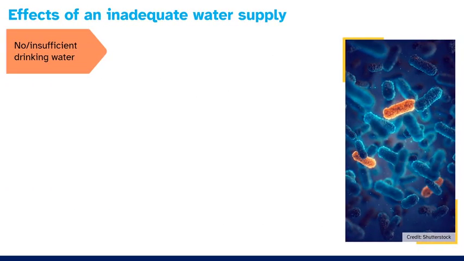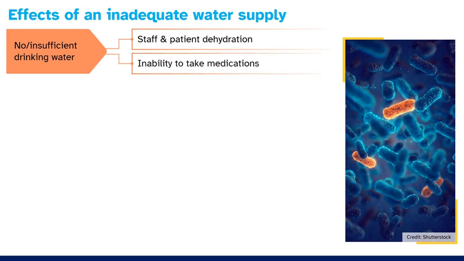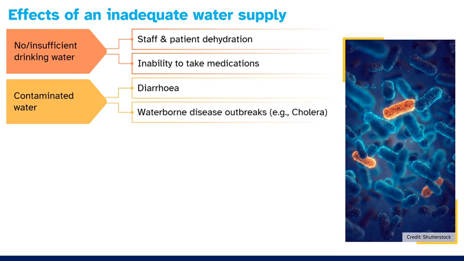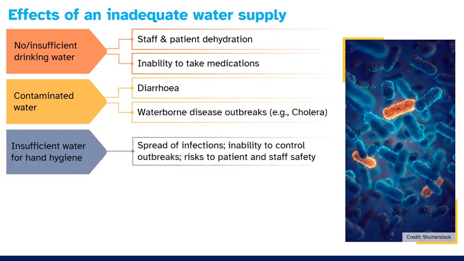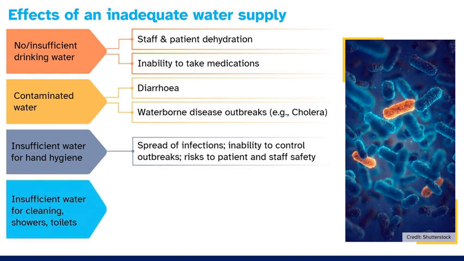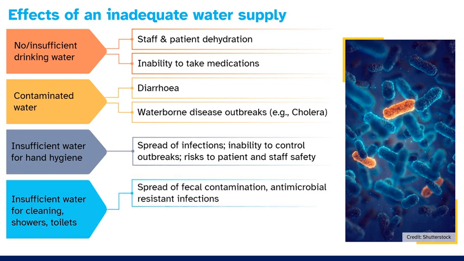Insufficient drinking water poses health risks such as dehydration and limits patients' ability to take medications. Contaminated water can lead to diarrhea and waterborne disease outbreaks like cholera. Insufficient water for hand hygiene leads to the spread of infections, making it difficult to contain outbreaks and risking patient and staff safety. Water is also needed for cleaning, showers, and toilets, without which there is a risk of spread of fecal contamination and antimicrobial resistant infections.